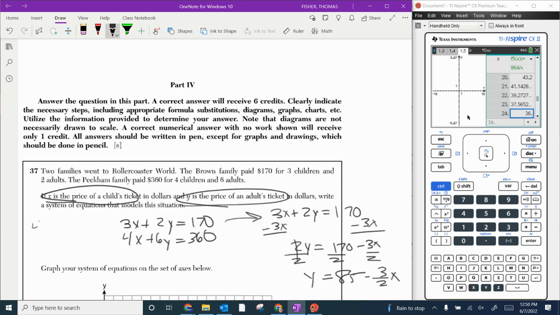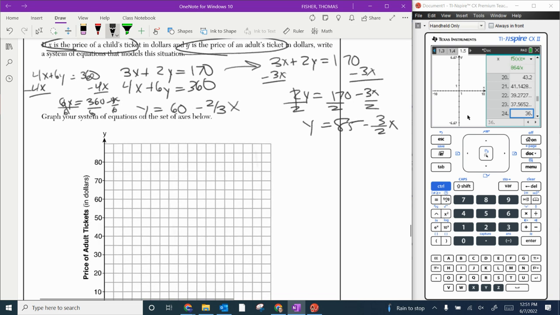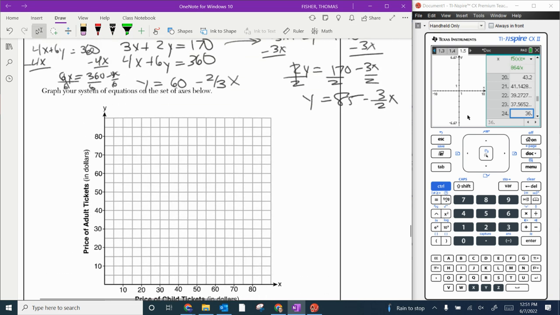Whereas this one over here, 4x plus 6y equals 360. Minus the 4x. 6y equals 360 minus 4x. Divide by 6, divide by 6, divide by 6. So y equals 60 minus 2/3 x. So looking at the scales here, they're actually the same. So we could use the slope pretty easily, meaning you wouldn't have to use your calculator, but we can double check on the calculator. So here's 60 for the y-intercept, minus 2/3.